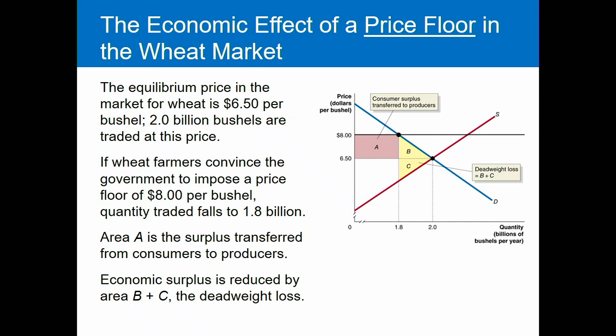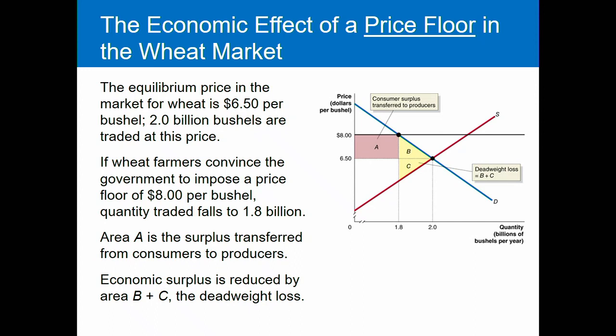But in this case, farmers have convinced the government to impose a price floor of $8, which is above equilibrium. So now the price that's being bought and sold at has to be $8. No matter what, even if farmers are willing to sell for a lower price, they're not legally allowed to. Where the demand curve crosses that $8 price, the quantity is 1.8 billion bushels per year. It's less than in the original equilibrium because there's a higher price. So all the consumers between here and here, whose value is between $8 and $6.50, are no longer going to be purchasing that wheat. It's not worth it for them anymore, even though it was in the past.